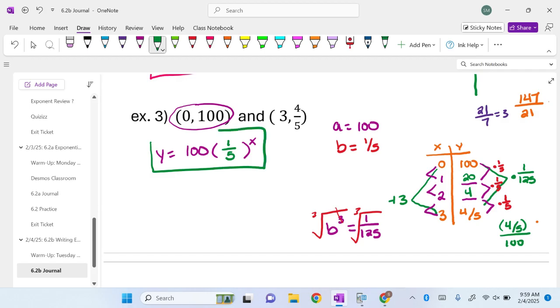So here is my equation. And again, don't trust yourself. Plot it in Desmos really quickly. See if that line goes through both points, which in this case it will. Any questions on examples 1 through 3?